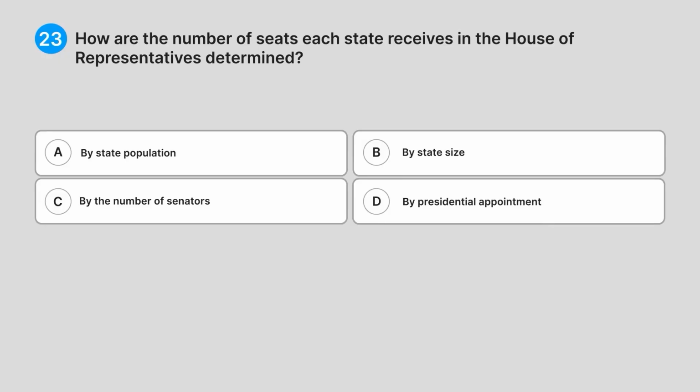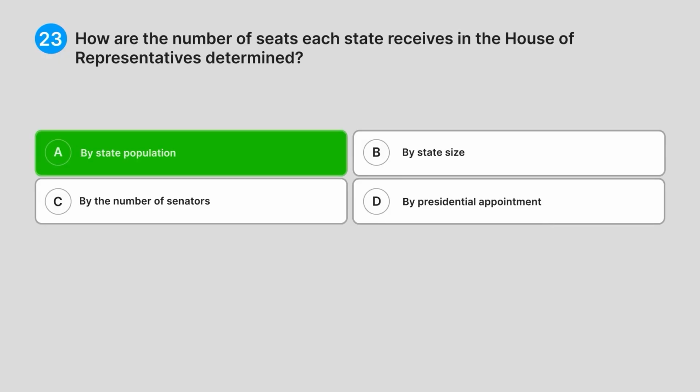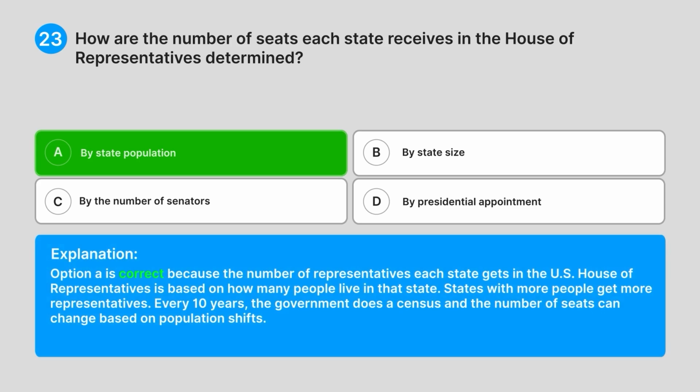Correct answer, A. By state population. Explanation. Option A is correct because the number of representatives each state gets in the US House of Representatives is based on how many people live in that state. States with more people get more representatives. Every 10 years, the government does a census, and the number of seats can change based on population shifts.